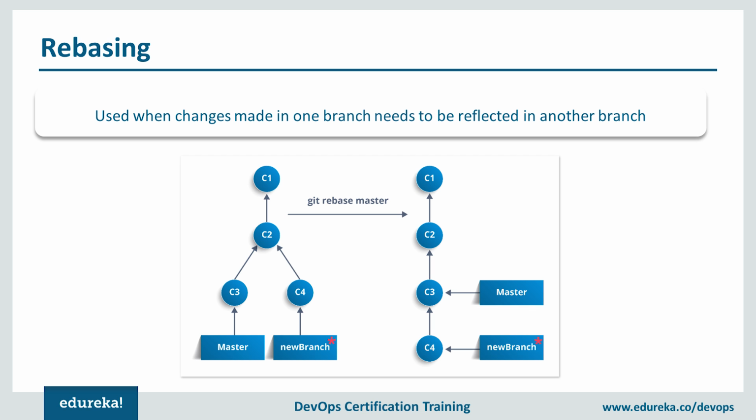Now you can ask me, why should we do that? What is the use or the major benefit of using rebase? Basically, rebase offers you a much cleaner project history, and rebase is also used when changes made in one branch need to be reflected in another branch. So any change that you make in any particular branch, and that change needs to be reflected in another branch, then you need rebase.